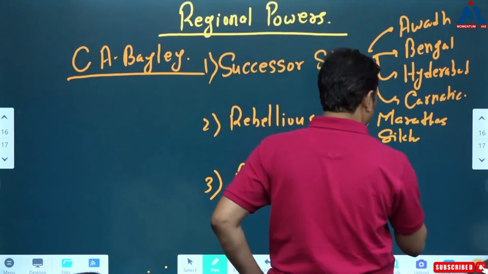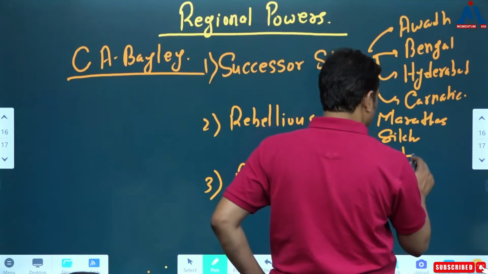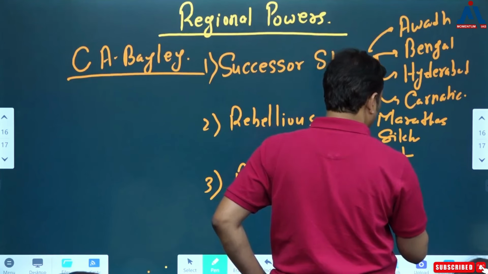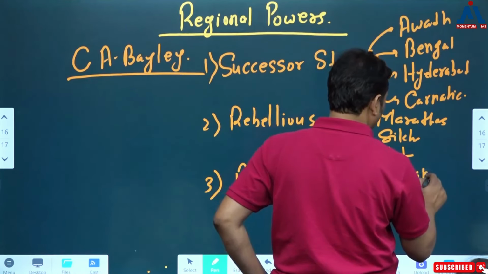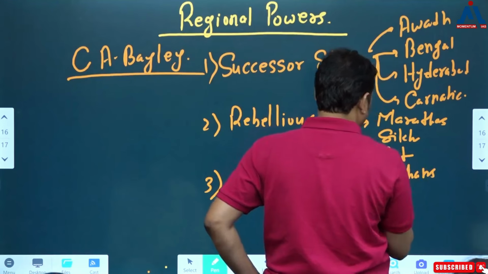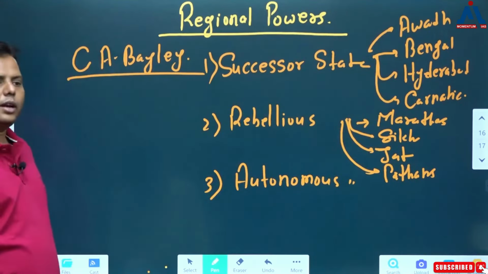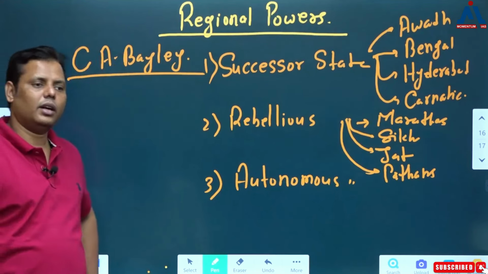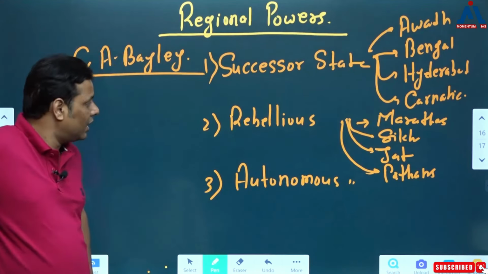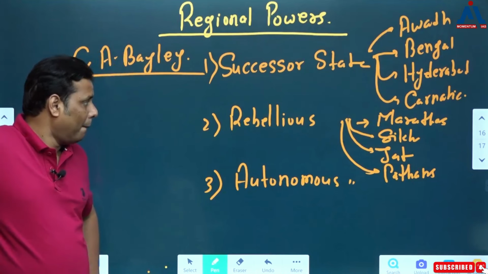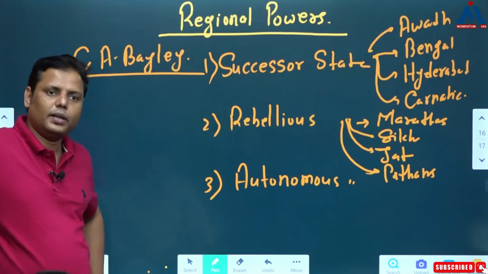Then yes, we can talk about the Jats. Then we can talk about Pathans. So ये सारे किसके example हैं? They are the example of basically the rebellious powers. So they rebelled against the Mughals, and that's how they got an independent identity. This is another example. Rajputs will come in the autonomous states. I'll come to that point.